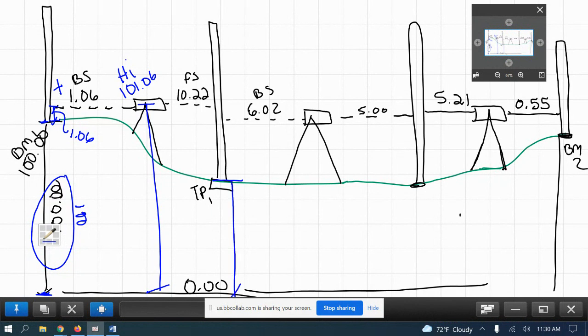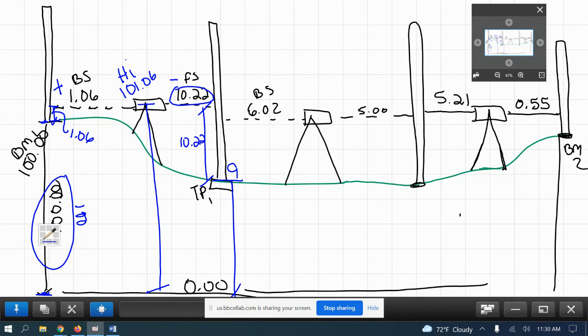All right, so we can't see, it's 400 feet away, so we've got to do a turn point 1. So the person on the rod walks on the other side of us, and we read 10.22. So remember, that's a foresight, so it's minus. So 101.06 minus the 10.22. So we're measuring down.